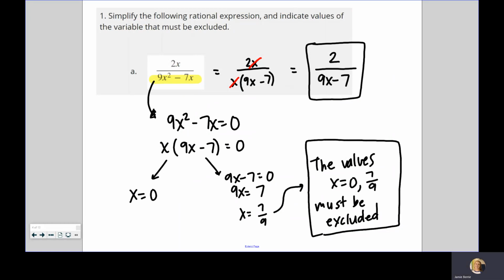All right, so we have to exclude those values because, remember, do y'all remember why we have to exclude them? We have to exclude them because if we plug those numbers in, they make the denominator 0, which would make us be dividing by 0, which we're not allowed to do. So we exclude these values here because we are not allowed to divide by 0. And if you plugged in either one of these numbers, it would make the denominator 0.